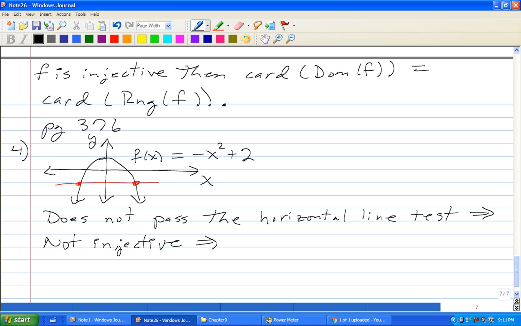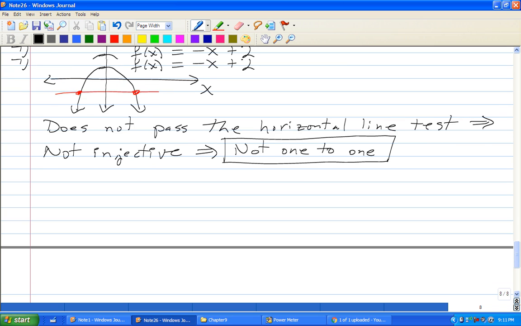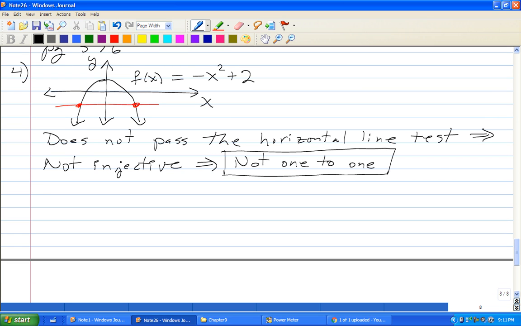Or I can use the other term. I can say that this is not a one-to-one function. Now, suppose that they just gave you the function f of x equaling negative x squared plus 2. Let's try to show that it is not one-to-one using that fact.